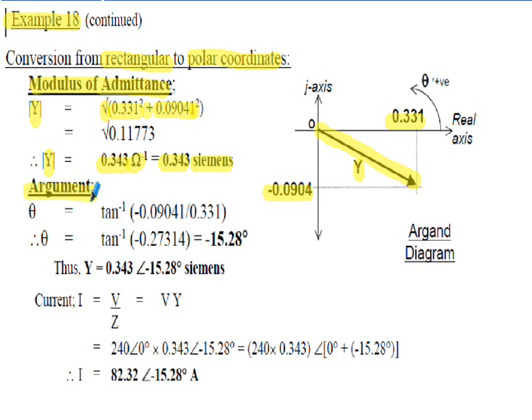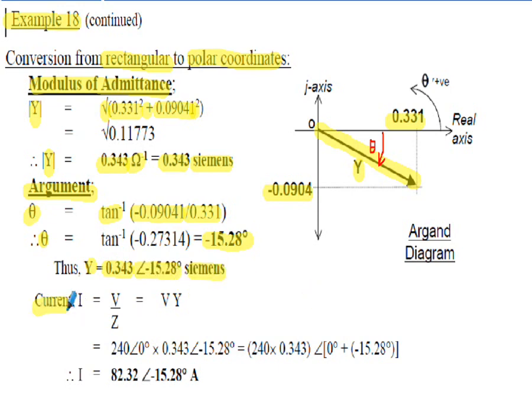And to find the argument, angle theta, don't forget that the angle theta in our case will be measured this way round, so it'll be a negative theta value, so our theta is going to be in here, and it's going to be a negative value. That will be tan to the minus 1 of the negative 0.09041 divided by 0.331. So theta is negative 15.28 degrees. So our admittance, Y in polar form, is stated as 0.343 argument negative 15.28 Siemens.